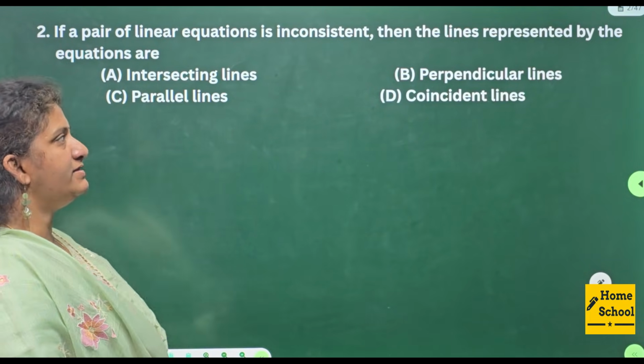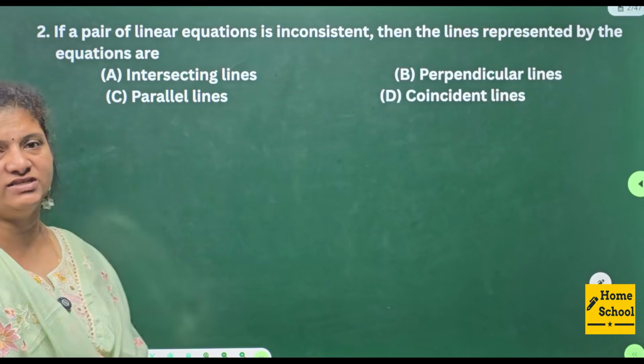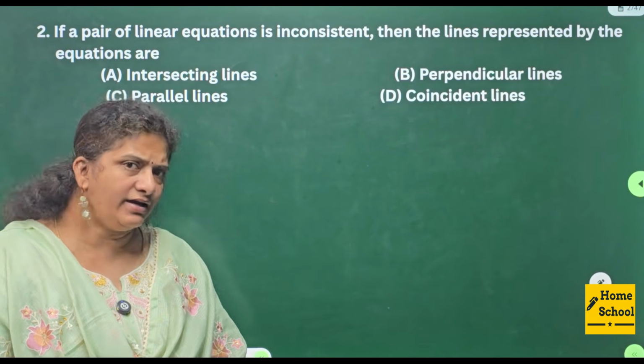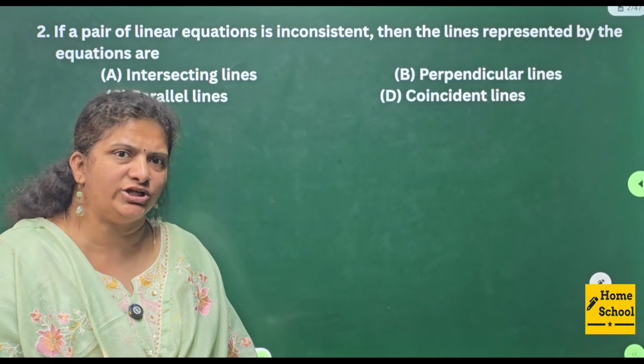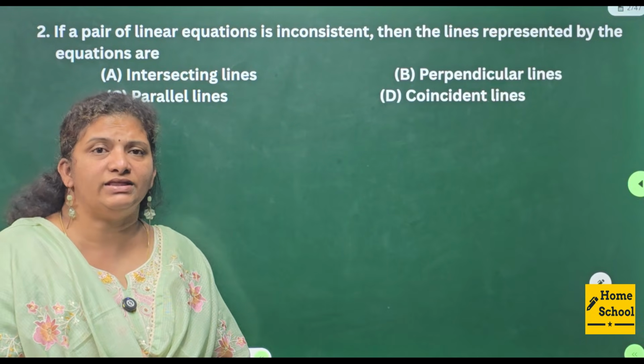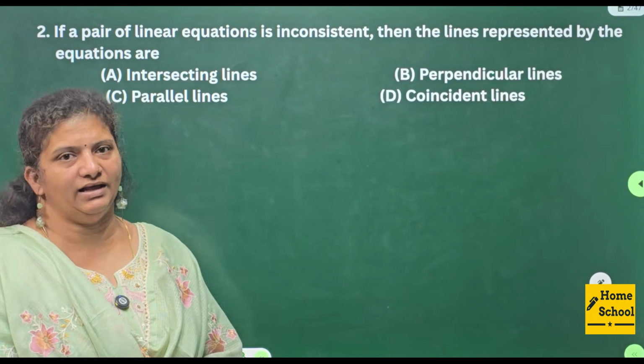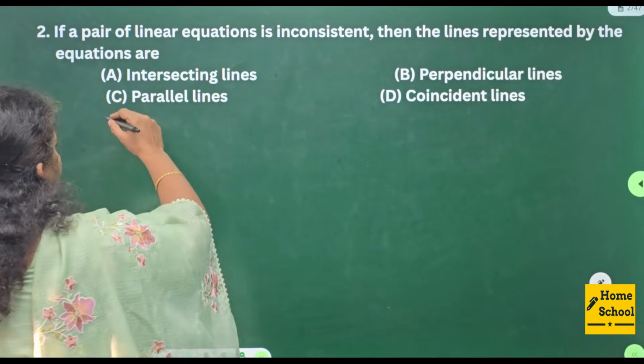Second one, if a pair of linear equations is inconsistent, then the lines represented by the equations are. If they are inconsistent, there is no solution. If there is no solution, then the lines are parallel. Where is the answer? Option C.